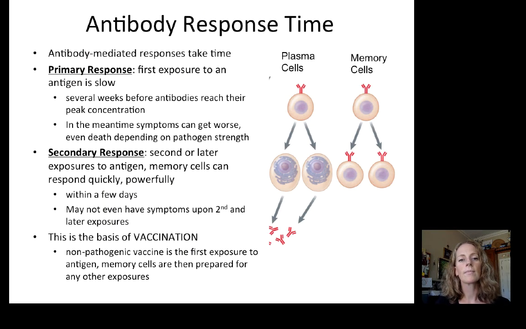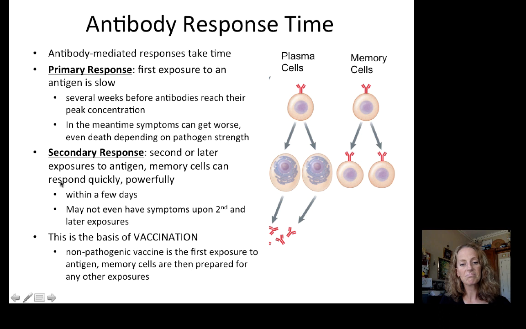So how long does this take? Antibody response time depends on whether it's your first exposure or a later exposure. The first exposure to an antigen is very slow. It can take several weeks before antibodies can reach their peak concentration and the bacteria or other pathogen invasion can be held back. In the meantime, symptoms can get worse, and sometimes death can occur before the antigen has been neutralized.